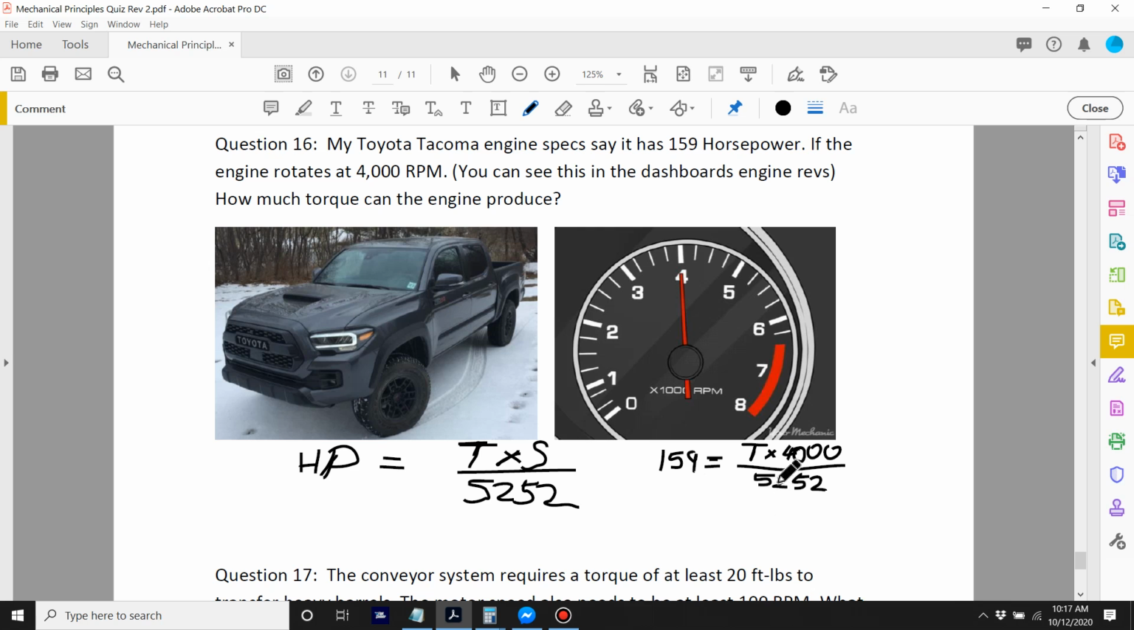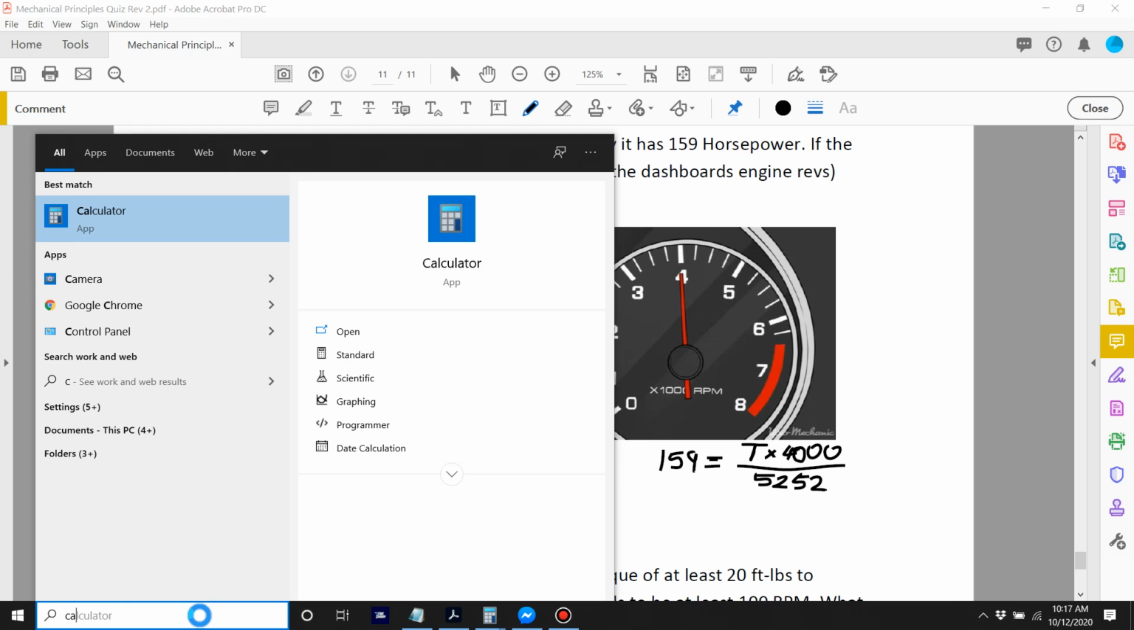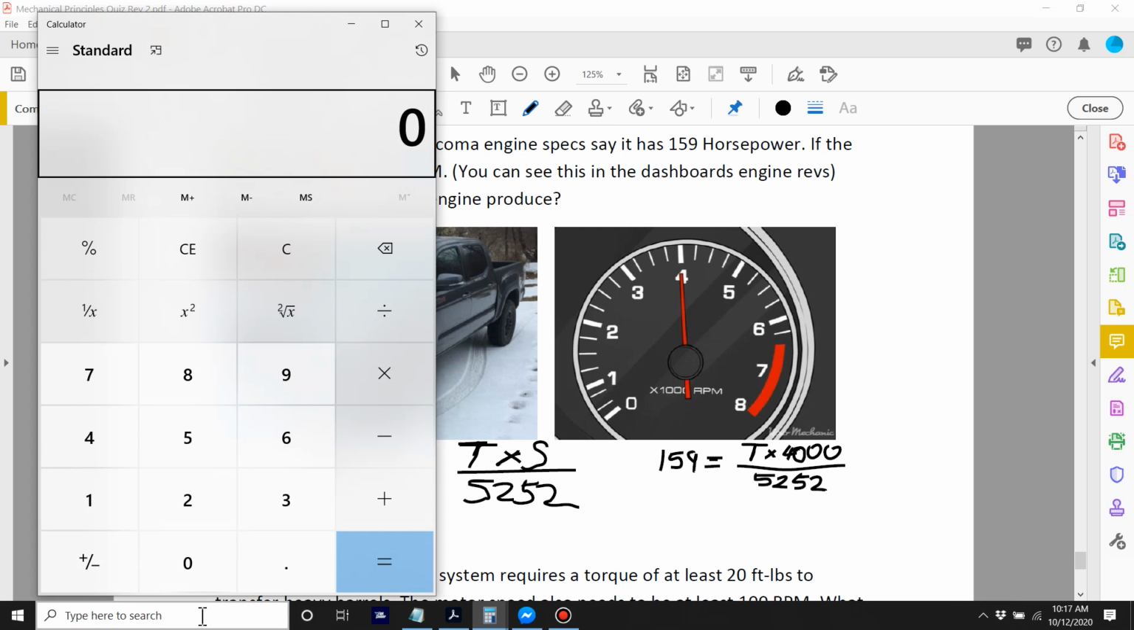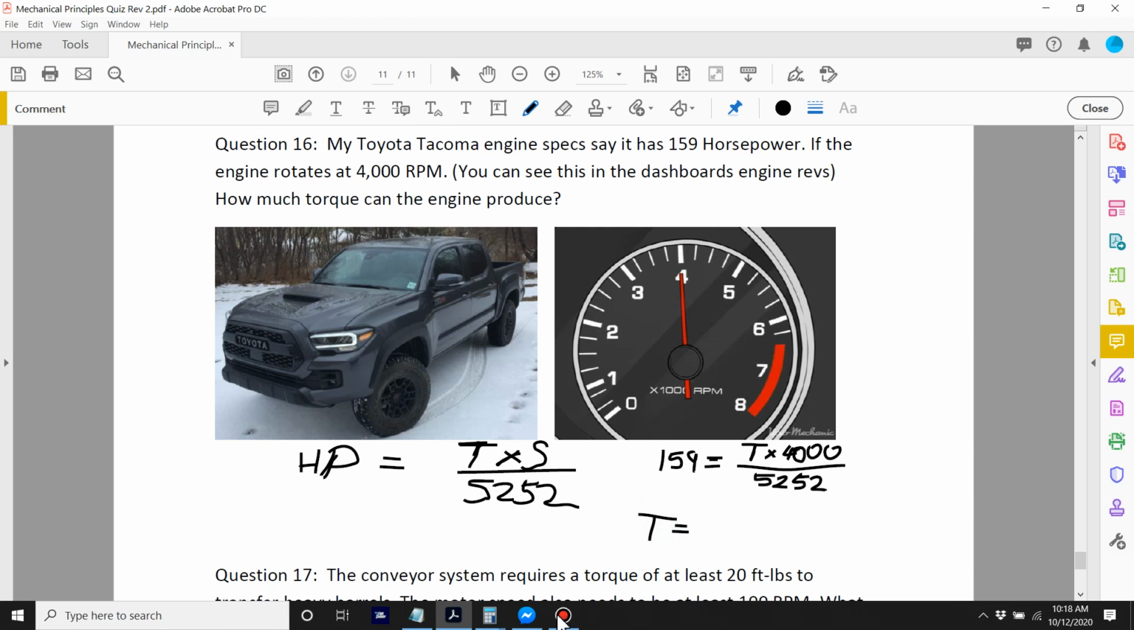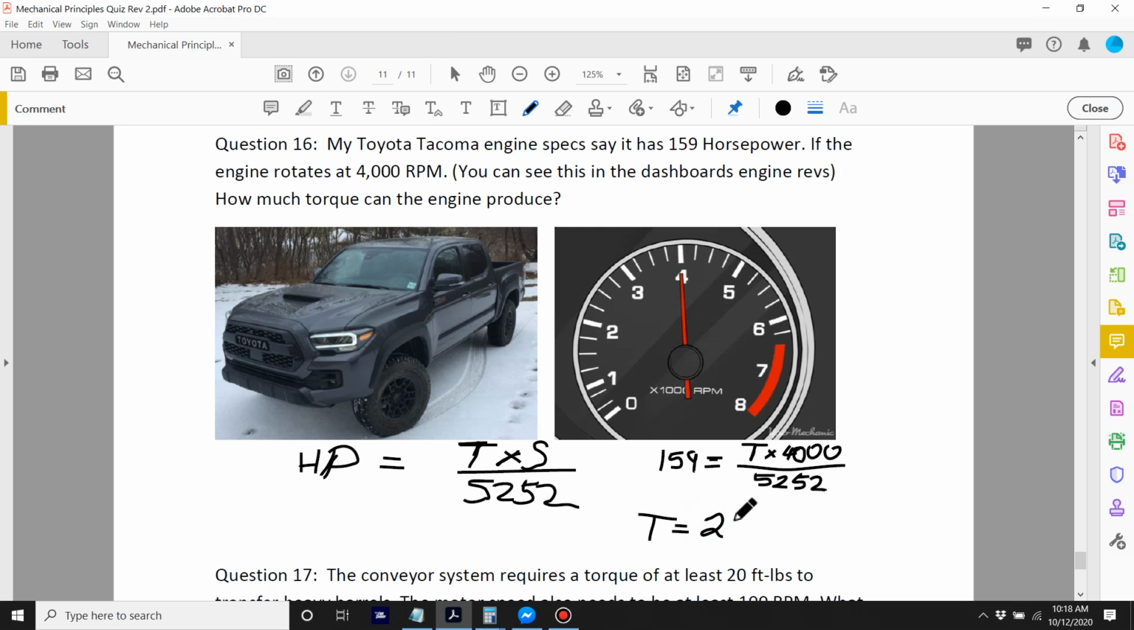And so let's do this. I'm going to multiply 159 multiplied by 52, and I get 8,000, never mind. Divide that number by 4,000 and I'm going to get a torque of roughly 210 foot-pounds of torque.